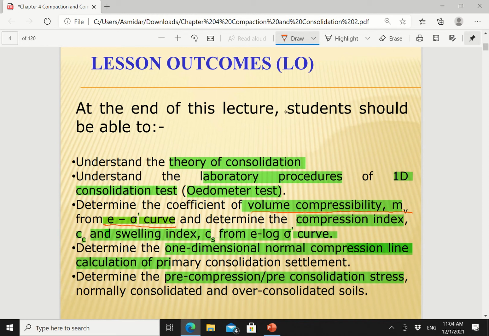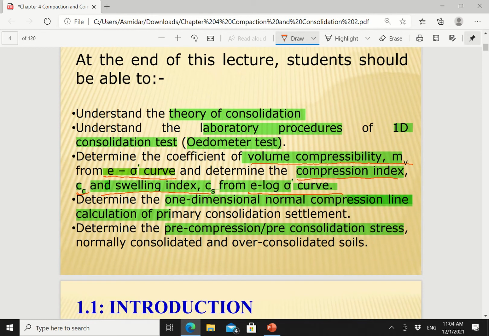And the second plot of the data is the e versus log stress curve, and from this curve you can get the value of compression index Cc and swelling index Cs. From that, we will also determine the one-dimensional normal compression line and the calculation of primary consolidation settlement. From the graph, we can interpret the primary consolidation settlement. And of course, from the graphical method, you can determine the pre-consolidation stress. So the real discussion for consolidation is most likely on the analysis of the data, and from the data you get all of these important parameters for soil in terms of consolidation.